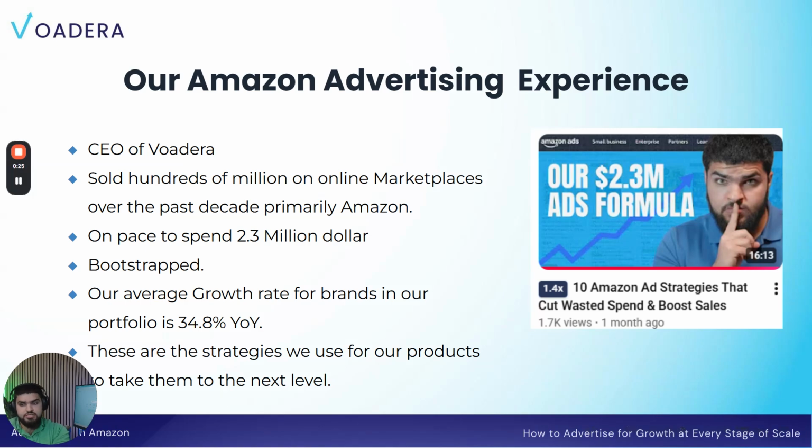So I'm Jesse Mace. I'm the CEO and founder of Voadera. We've sold hundreds of millions of dollars on online marketplaces, primarily Amazon. This year, we're on pace to spend $2.3 million on advertising spend just on Amazon. Our average growth rate for the brands in our portfolio that we're partnered with is 34.8% year over year. And these are the strategies that we use for the various stages.